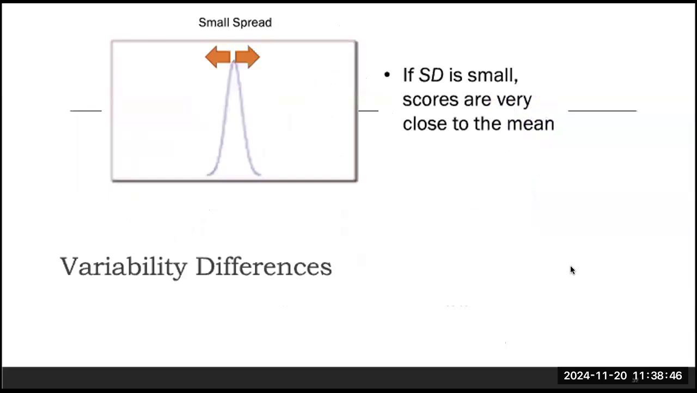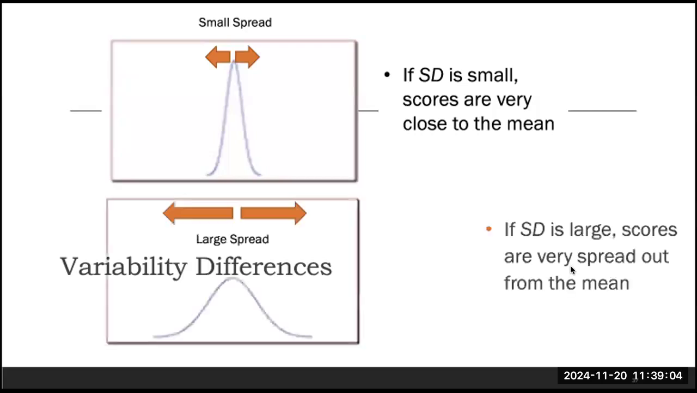All right, so if we have a small spread, this is what it would look like. The scores are very close to the mean. It means that if we were to have a test and we took scores, that means that very few people scored really low and very few people scored really high.